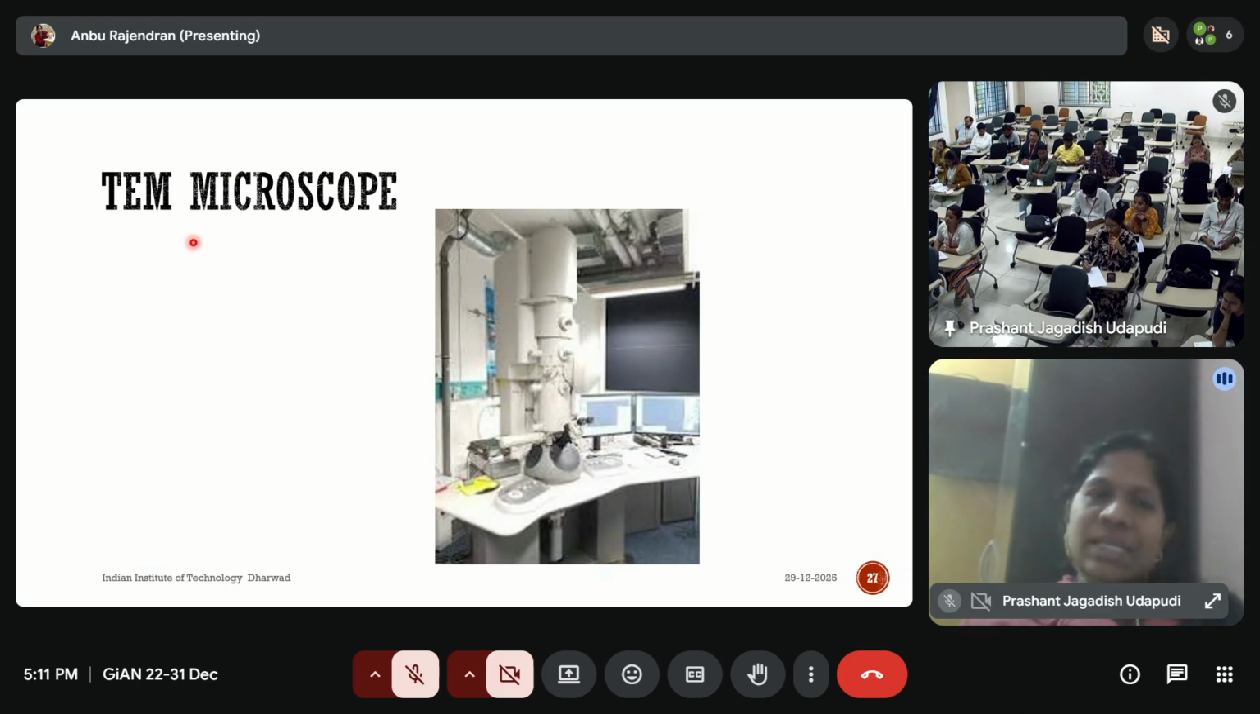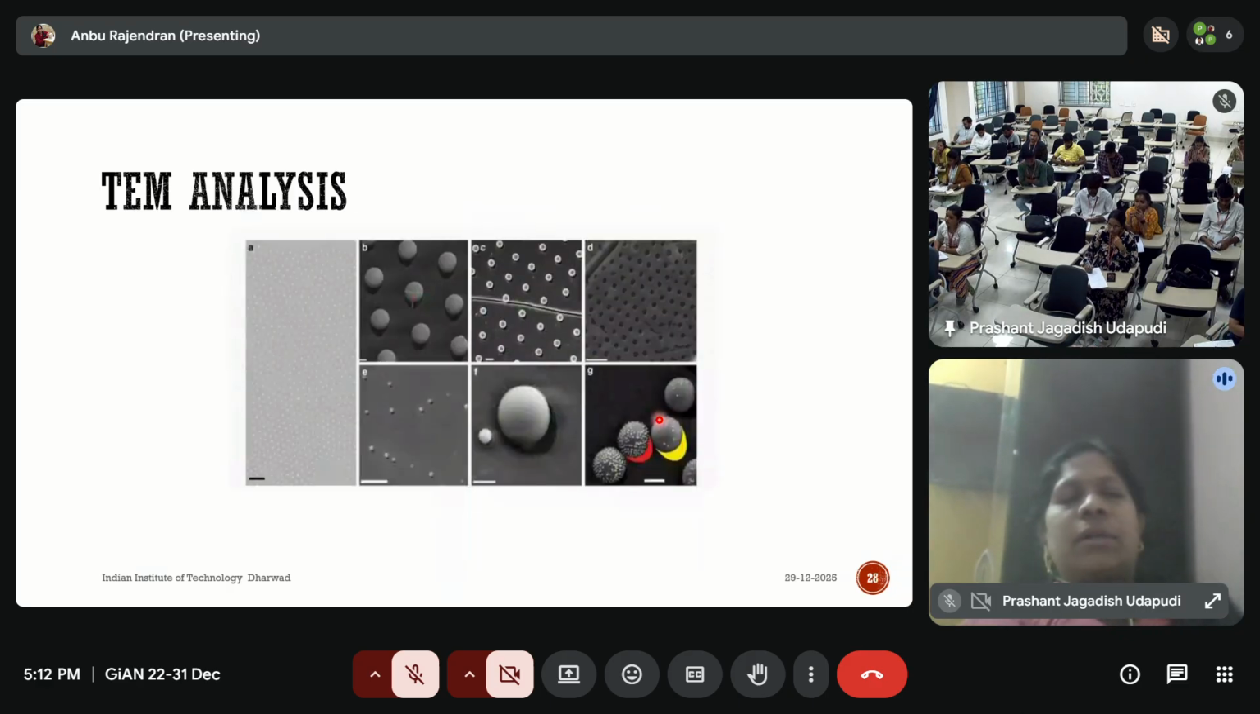You have to load the sample inside the chamber, then turn on the electron beam. The electron beam will fall on the sample and will be collected from the other side. So you can get the details, whatever analysis or features you are looking for, from that. Okay, so these are small particles embedded in some matrix. These particles can be revealed by the TEM.